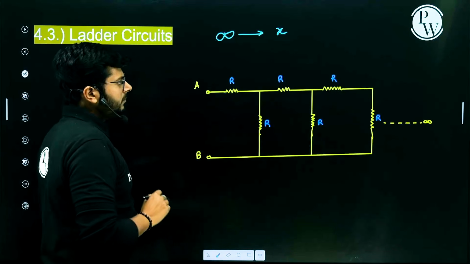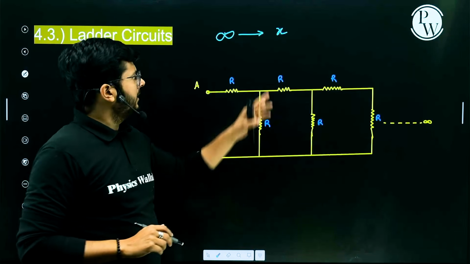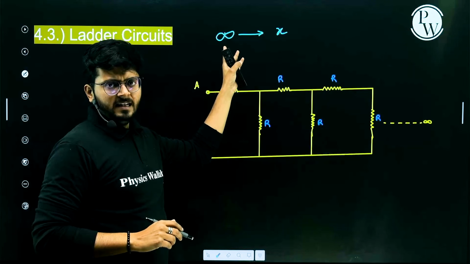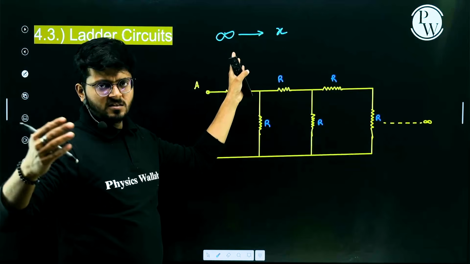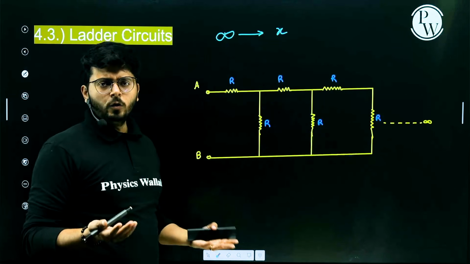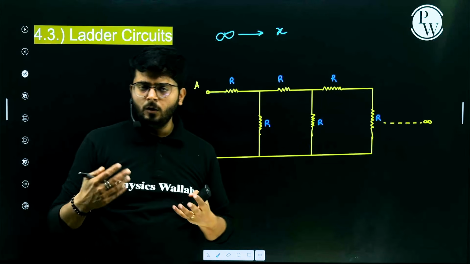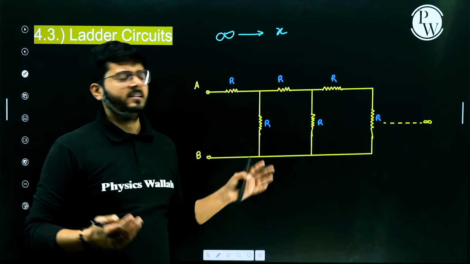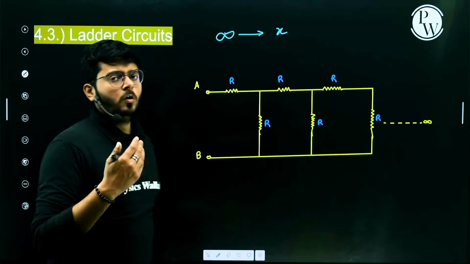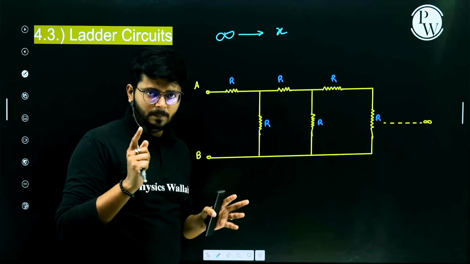Now, if I remove just 1, 2 or 10 resistances out of it, because it is infinity, and take the resistance of the remaining part, it is still going to be X, right? Removing 1 or 2 resistances out of infinity will not affect the overall resistance, right? So solving these kinds of ladder circuits involves that approach only, right?